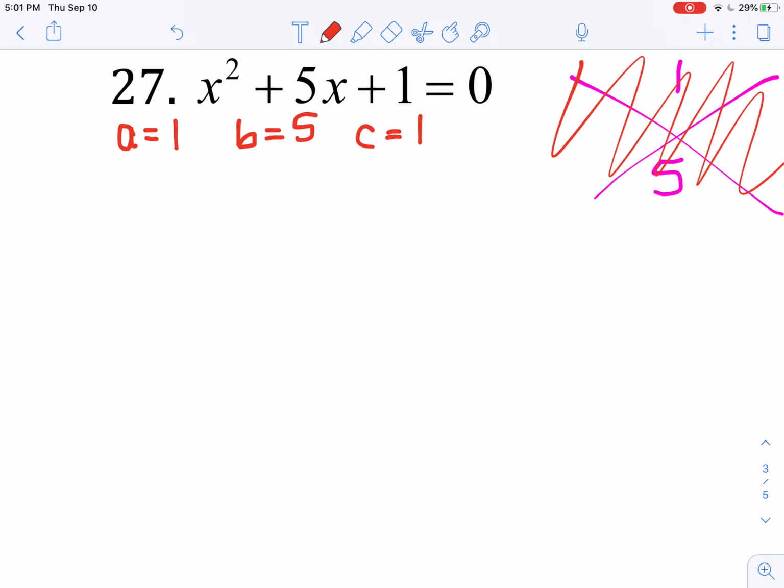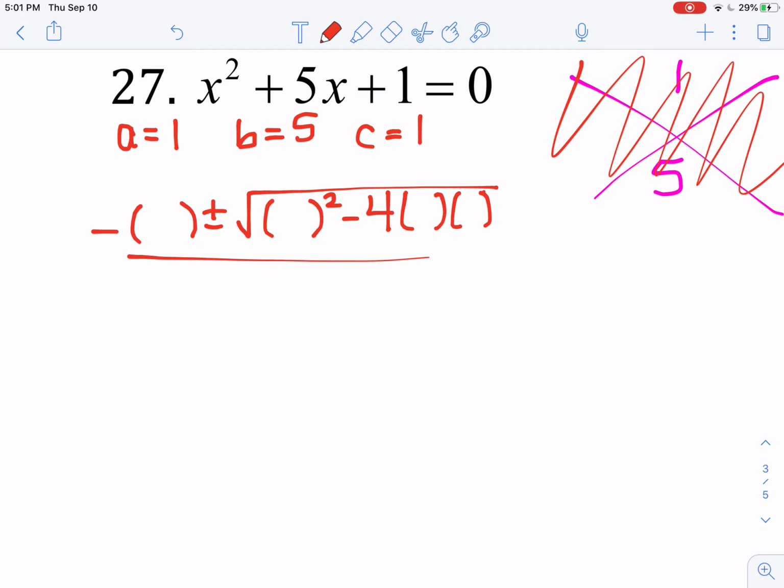Now to plug it into the quadratic formula, I'm going to start by writing the bare bones version. So it's negative b plus or minus the square root of b squared minus 4ac all over 2 times a. And what I'm going to do is just plug in a, b, and c wherever they go. So it was a negative b, so I can plug in 5 here, a b squared, 4 times a times c, and then 2 times a. So we just plug in our numbers like that, and then we simplify.